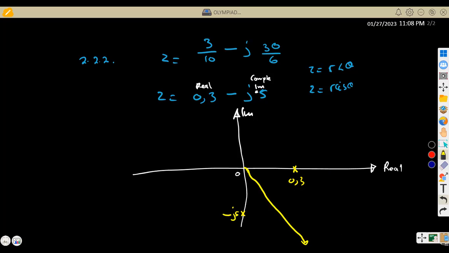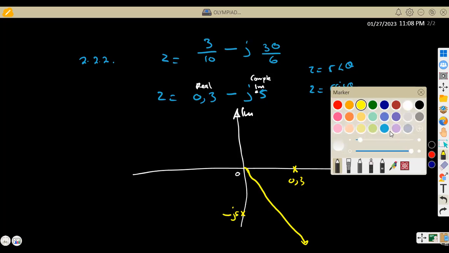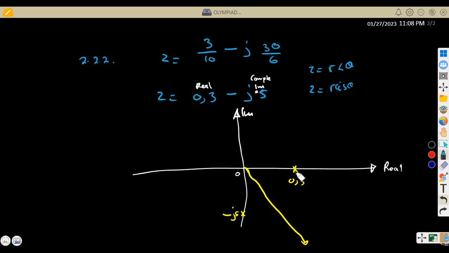So what you need is the quadrant, which is the fourth quadrant, and it simply indicates that here we've got 0,3, up to this point here, they will meet. So from this point to this point, that's the minus j5, which means we are simply indicating that this is minus 5. From this point to this point, that's 0,3, which means we are simply indicating that this is 0,3.